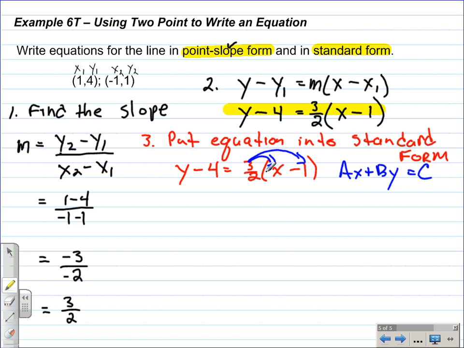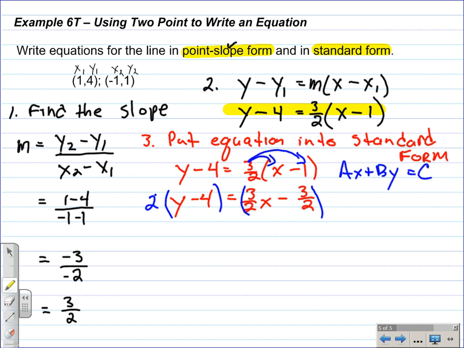When we distribute that 3 halves, that gives us 3 halves x minus 3 halves. I bring down the y minus 4. At this point, I'm going to get rid of this denominator of 2 by multiplying both sides by 2. That's using the multiplication property. That's going to get rid of that fraction. Remember, standard form's not allowed to have fractions in it anyway.